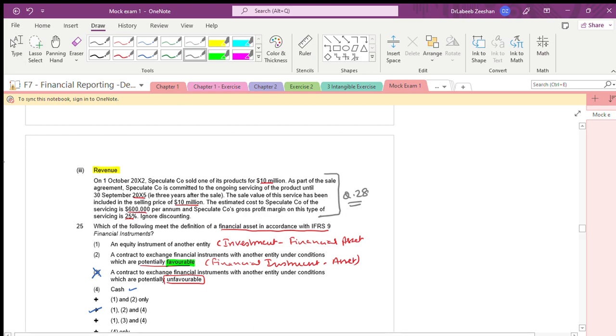On October 1st, they have sold products of 10 million as a sale agreement. Speculate is committed to ongoing service of products until 30th September. The sale value of the service has been included in the selling price of 10 million. The estimated cost to Speculate of the servicing is 600 per annum. And Speculate's gross profit on this product is 25%.